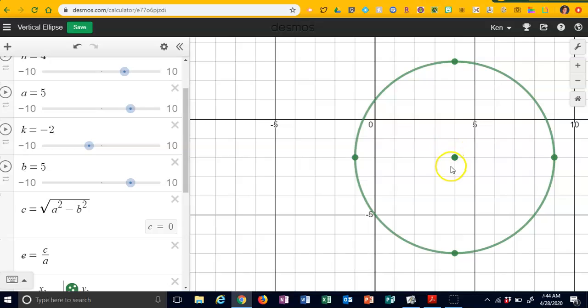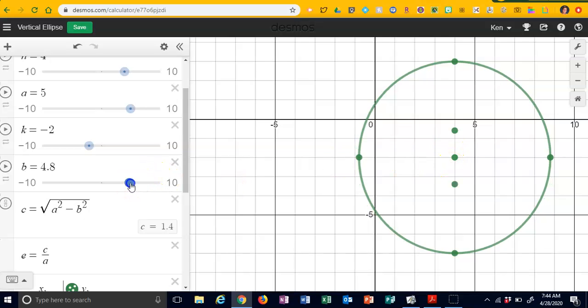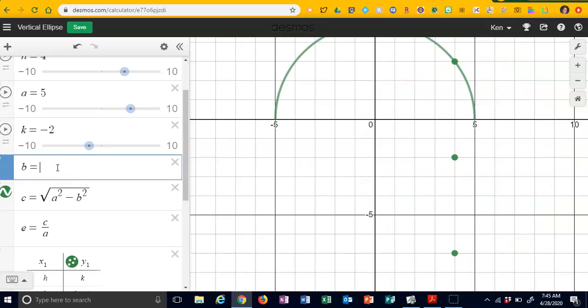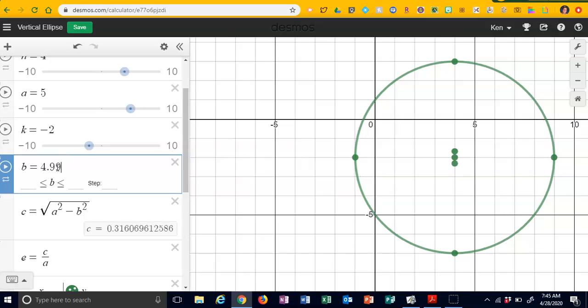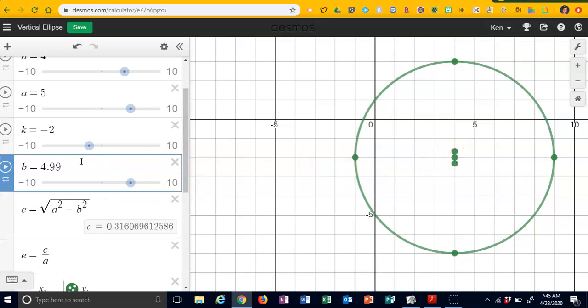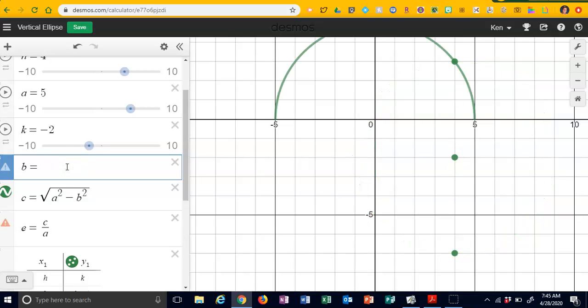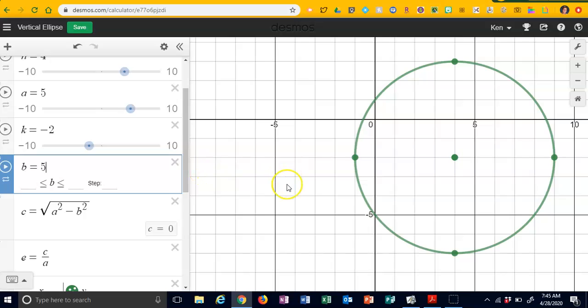And what happened to your foci? They disappeared. Let me just bring them back for a second. There they are. They disappeared. Let me make it 4.99. There you go. You can see that's really almost a circle. Look at the two foci, almost at the center. Now let me take it back to the 5. There you go. You get the perfect circle now.